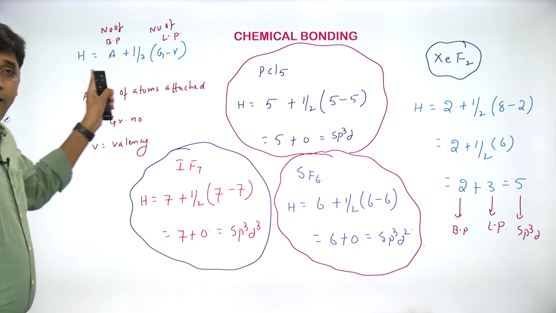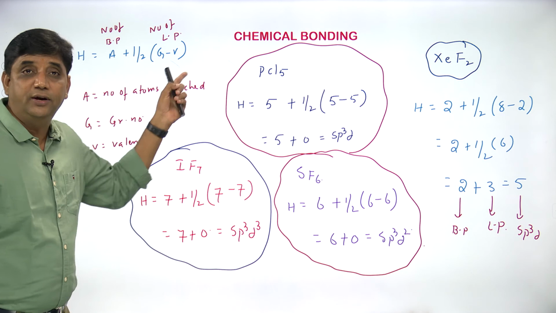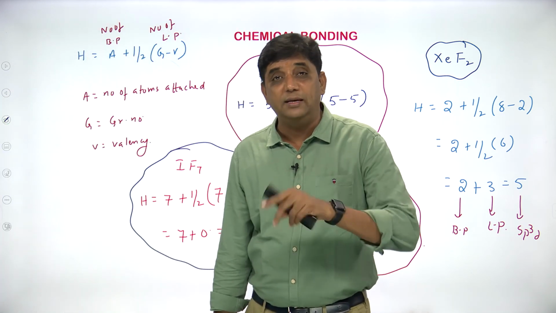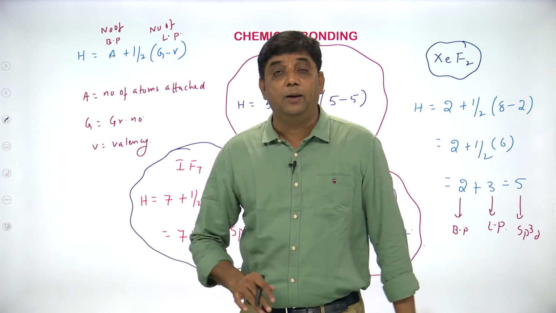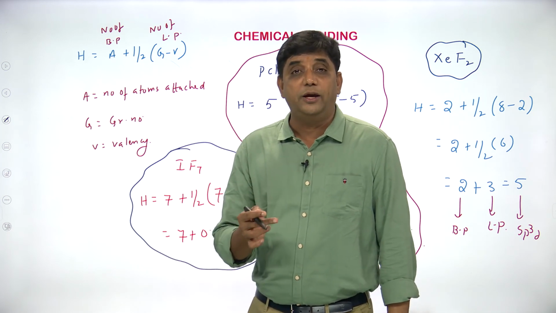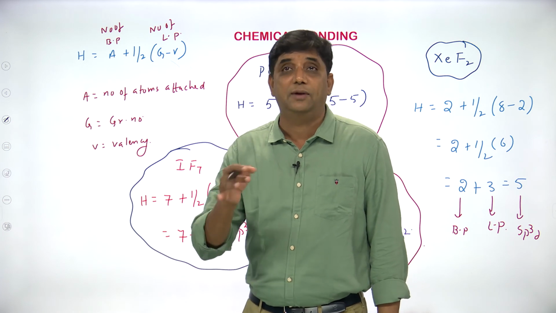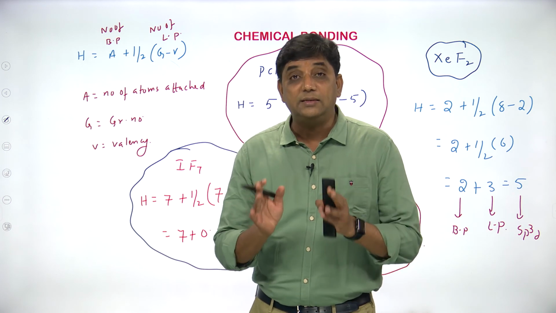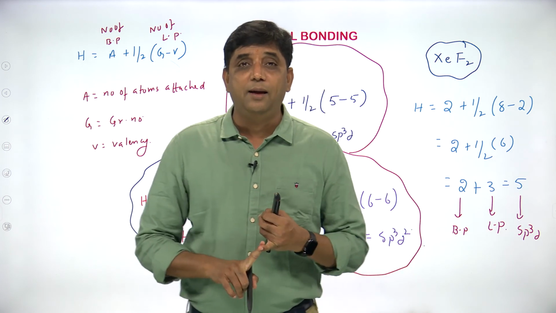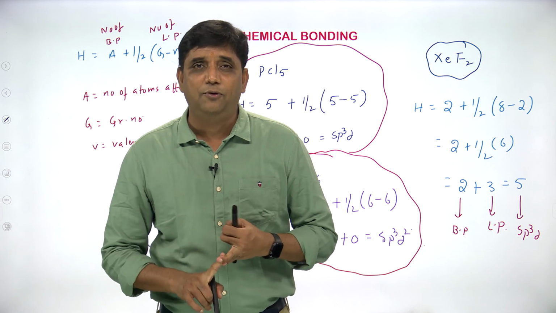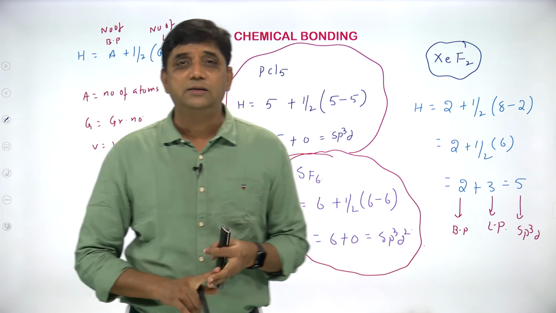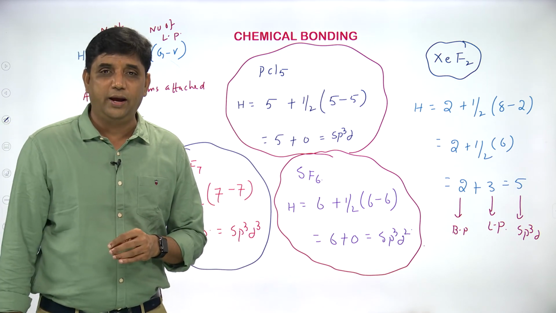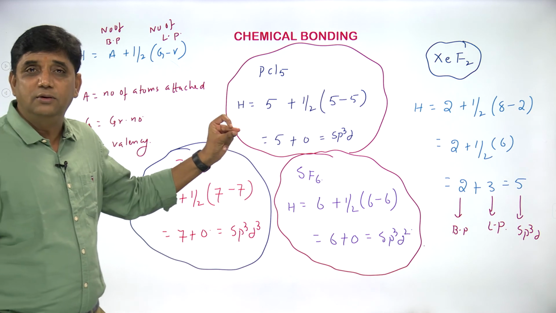So, this is the preliminary technique. H is equal to A plus half into Z minus V. A is the number of atoms attached, Z is the group number, V is the valency. The advantage of using this formula is you can calculate the number of lone pairs as well as the number of bond pairs. Both can be calculated. You can calculate the hybridization, the number of lone pairs and the number of bond pairs, but it is useful only for discrete molecules. Okay. So, for all the discrete molecules it works wonderfully.